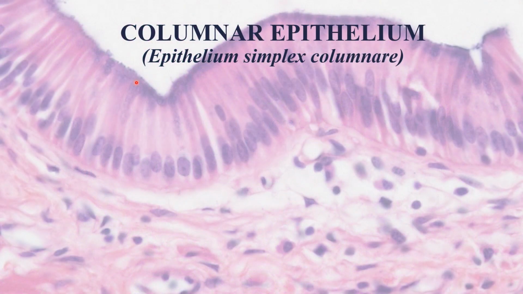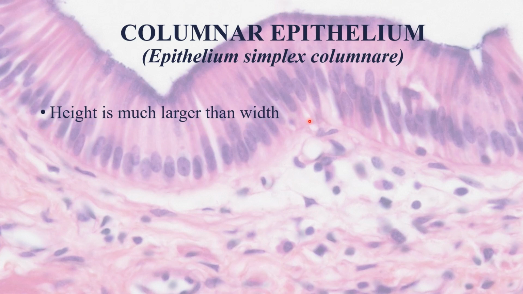Next, we have the columnar epithelium, which is similar to the cuboidal one, but it is much higher. It has grown. So in Latin, it's epithelium simplex columnare, and as I already said, the height is much larger than width, and the nucleus is closer to the base. So because it's higher, and the base of the cell is right here, the nucleus tends to stay lower.